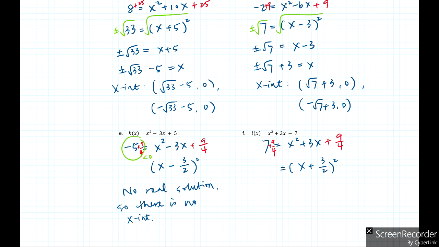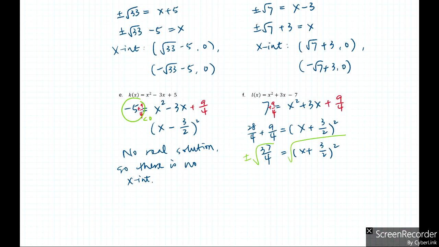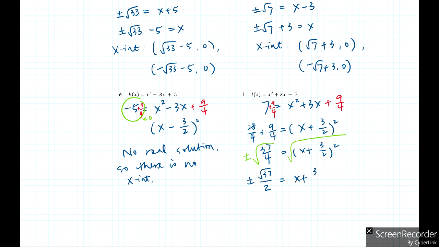And now we have a positive value on the other side, so we need to simplify it a little bit. So 7 is really equal to 28 over 4 plus 9 over 4. So in this case, when we combine them, we get 37 over 4 is equal to x plus 3 over 2 squared. To find x, we need to take the square root on both sides, plus or minus. And on the left side, square root of 37 over 4 can be simplified a little bit. Square root of 37 stays the same, but root 4 becomes 2, and that's equal to x plus 3 over 2.